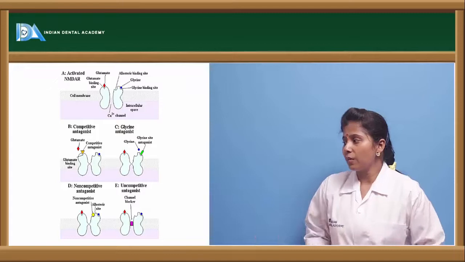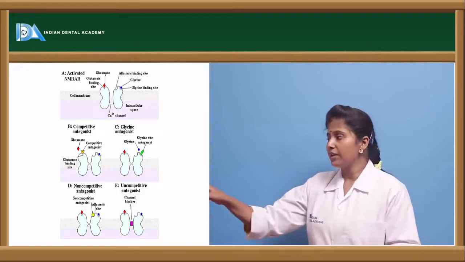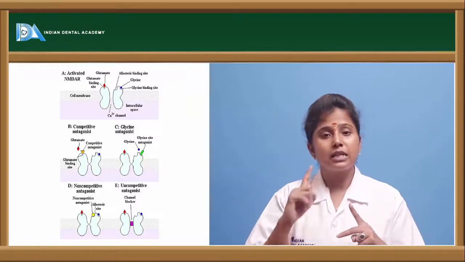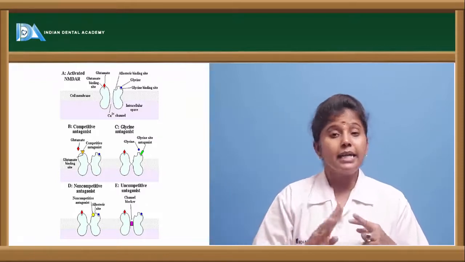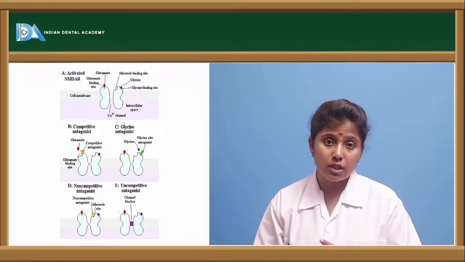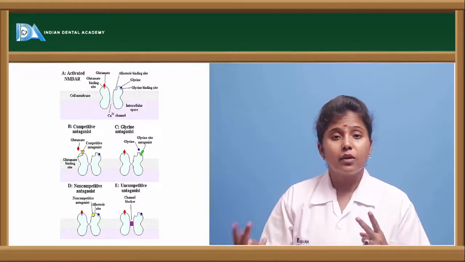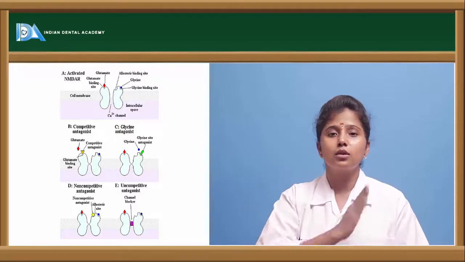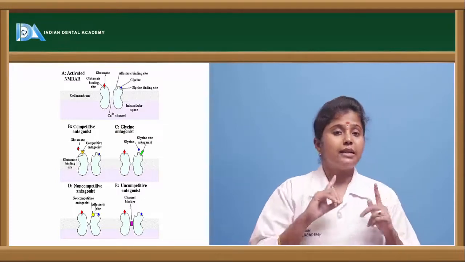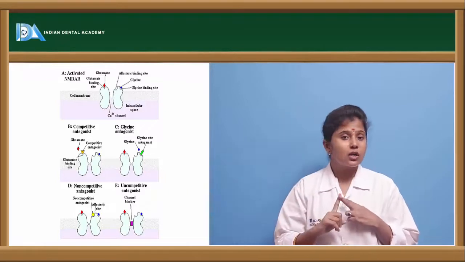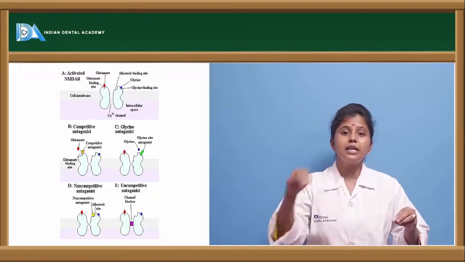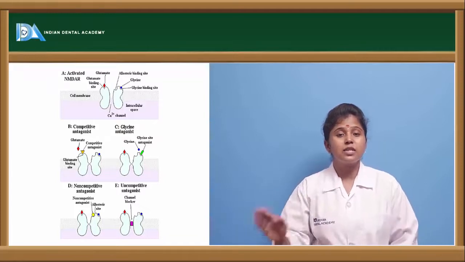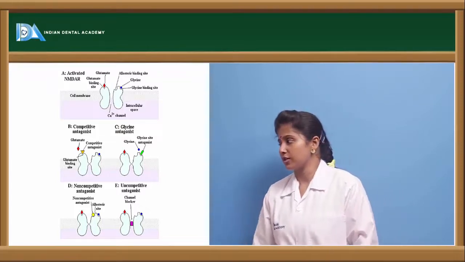And if we say non-competitive antagonism, here we have two different sites. One is the binding site, the other one is the allosteric site. The drug will bind to its site and the antagonist will bind to the allosteric site, whereby because of the binding of the antagonist to the allosteric site, it won't allow the drug to show its action. So the drug as well as the antagonist are not competing with each other. They are binding at their own sites, but the antagonist is not allowing the drug to show its action.